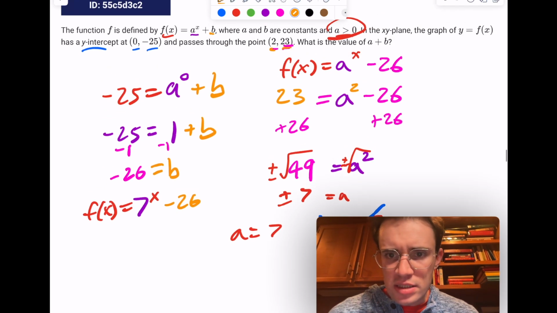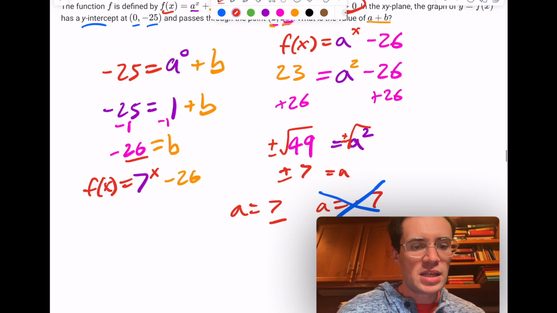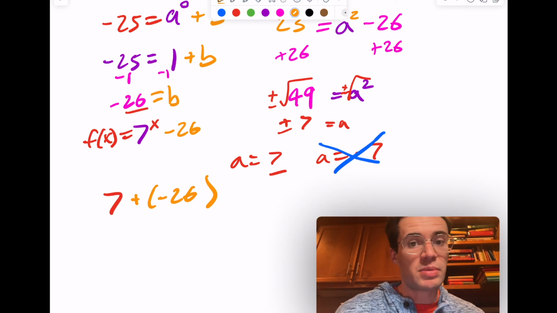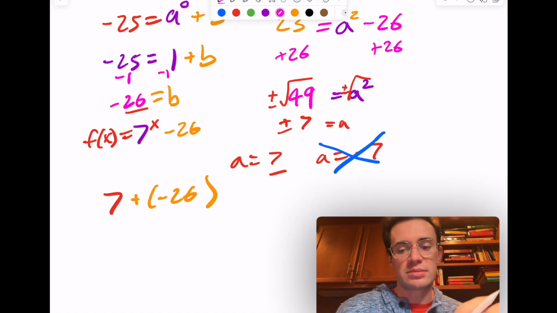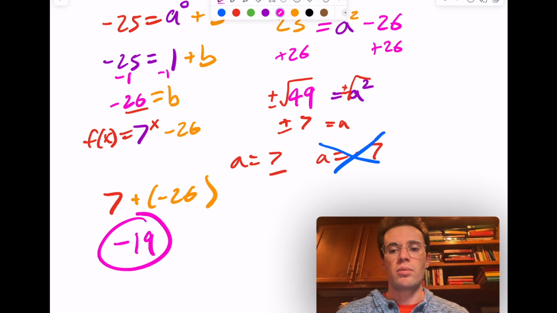Right, and I think all they're asking for is what is a plus b. So we know a is 7, b is negative 26, so we would do 7 plus negative 26. It's going to still be negative, but adding 7 to the negative 26 makes it less negative, so it'll be negative 19. Right? Negative 19 will be our answer there.